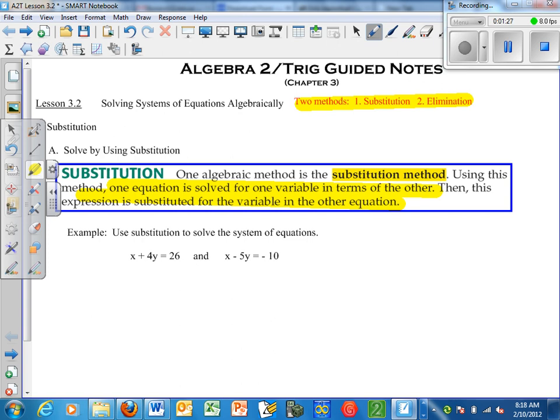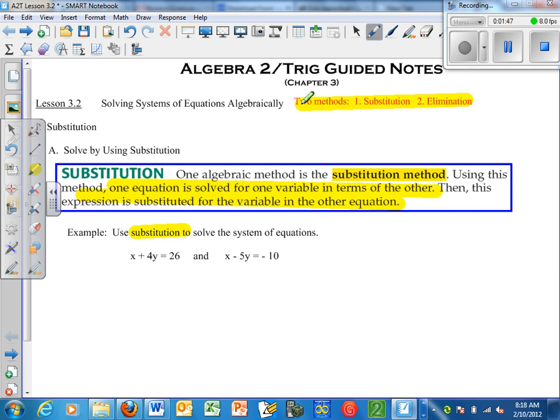But again, it's asking me to use substitution. So if I give you this problem on a quiz or on a test, you must use substitution. So you can't just know one of the methods, and we'll review elimination here in a little bit. So what you want to do is solve one of the equations for a variable. It does not have to be y. It can be, but you can solve for y or x.